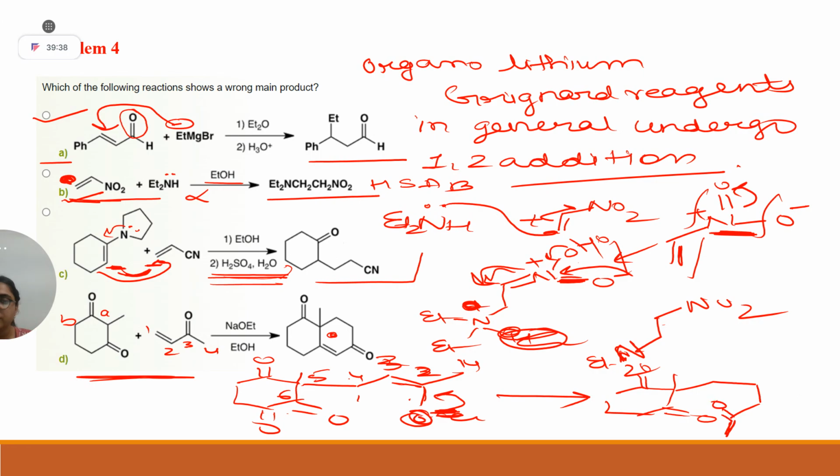Clear? How I have drawn this to this? Student who has asked this question, is this clear? Yes, ma'am. Yes, correct. Now the base will abstract this proton. Why? Because now how many member ring will form? If the base abstracts a proton from this carbon, it will be a carbanion. Now this carbanion will attack onto this carbonyl. How many member ring will form? One, two, three, four, five, six. Six-member ring. Clear?